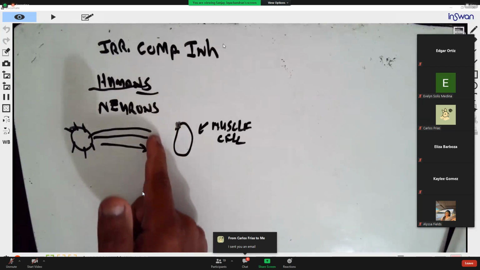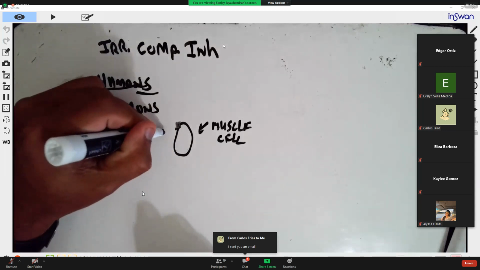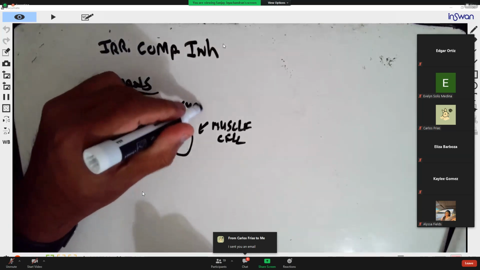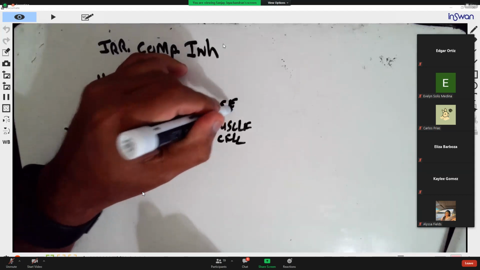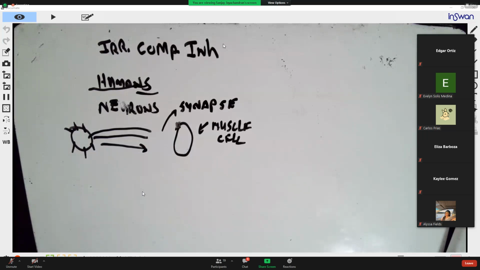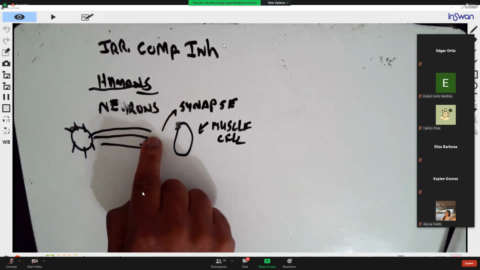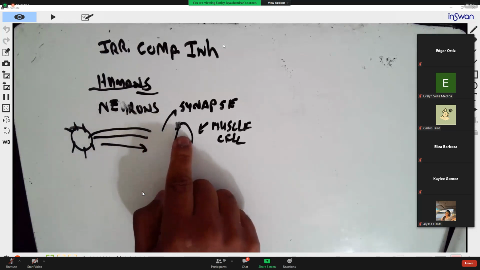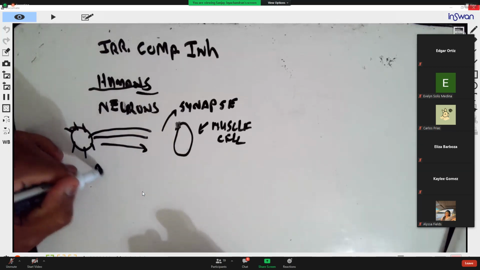Does anybody know what the gap is? Anybody heard of the gap? It's called a synapse. Synapse, out of biology, means gap. What happens is the nerve signal stops over here at the end, the terminal, and something's got to transport the nerve signal to the muscle cell. That something is called a neurotransmitter.